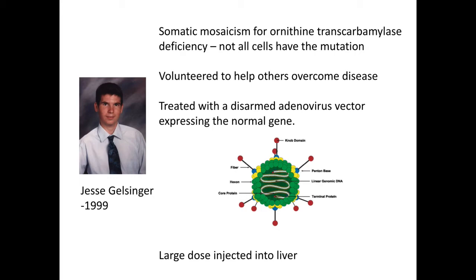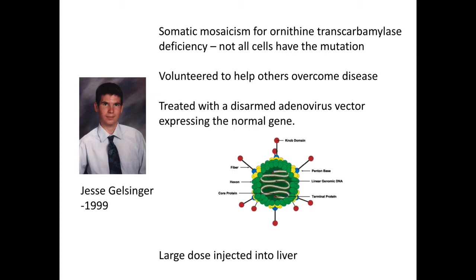Other people had as well, but this was in the early stages of gene therapy. And he had an interesting situation. He had what is called somatic mosaicism for ornithine transcarbamylase deficiency. Somatic mosaicism means not all cells have this defect.